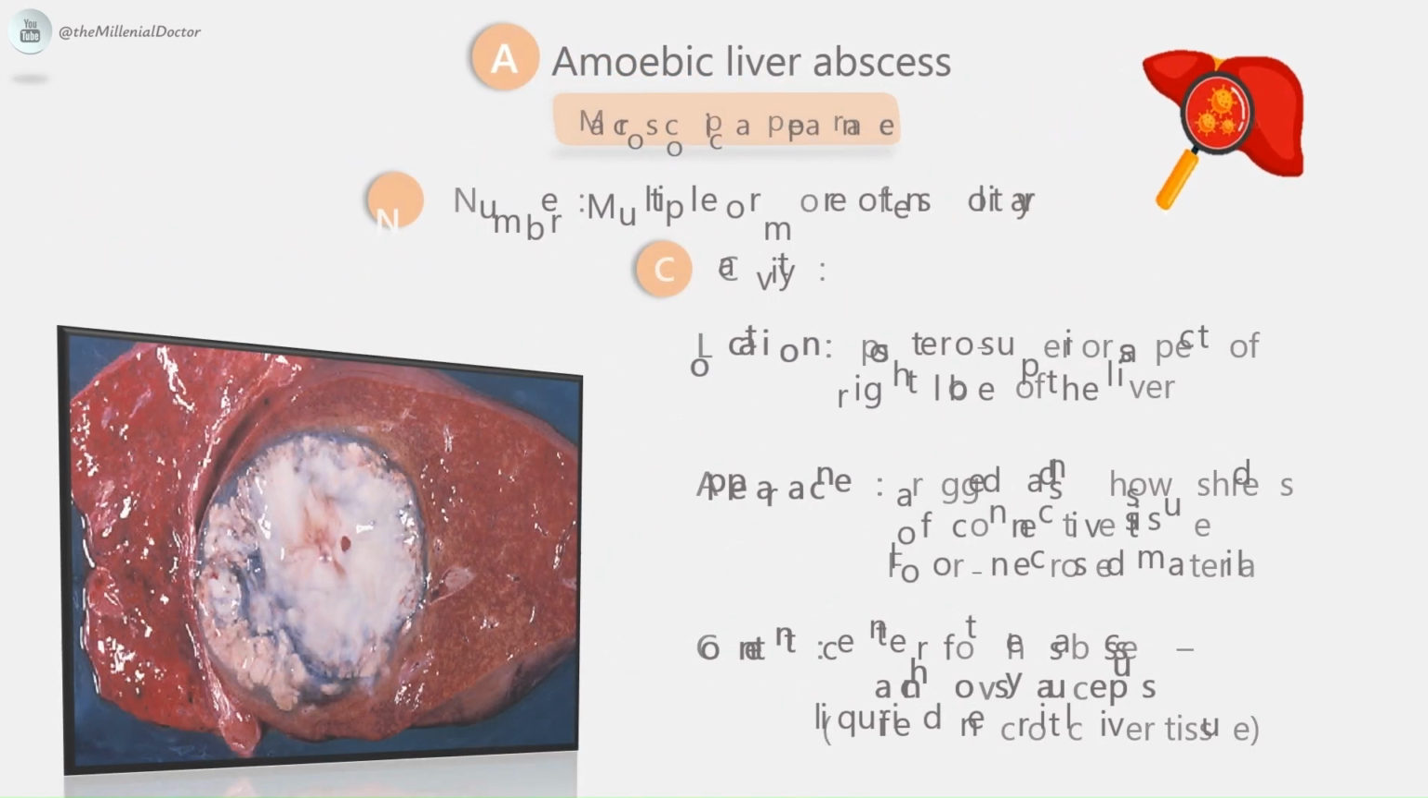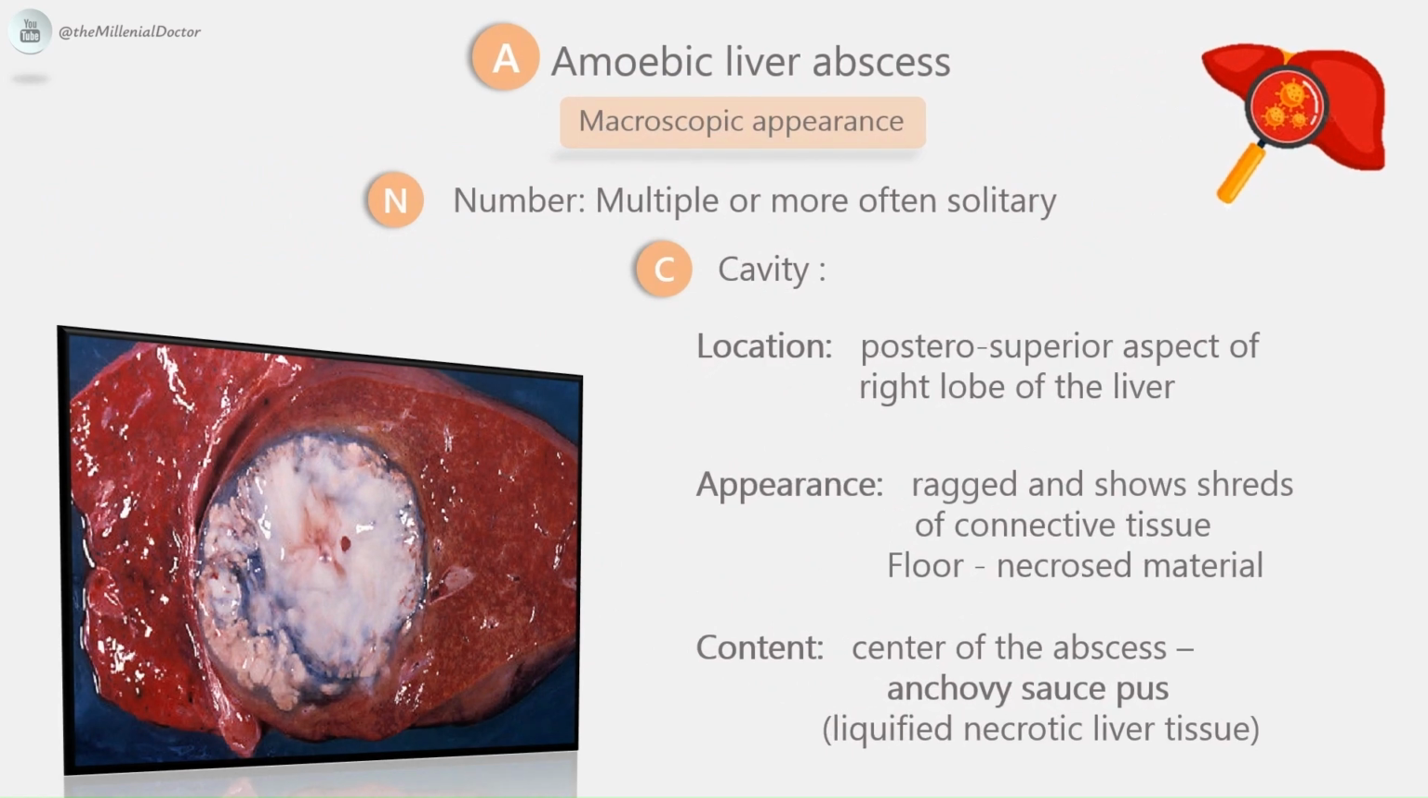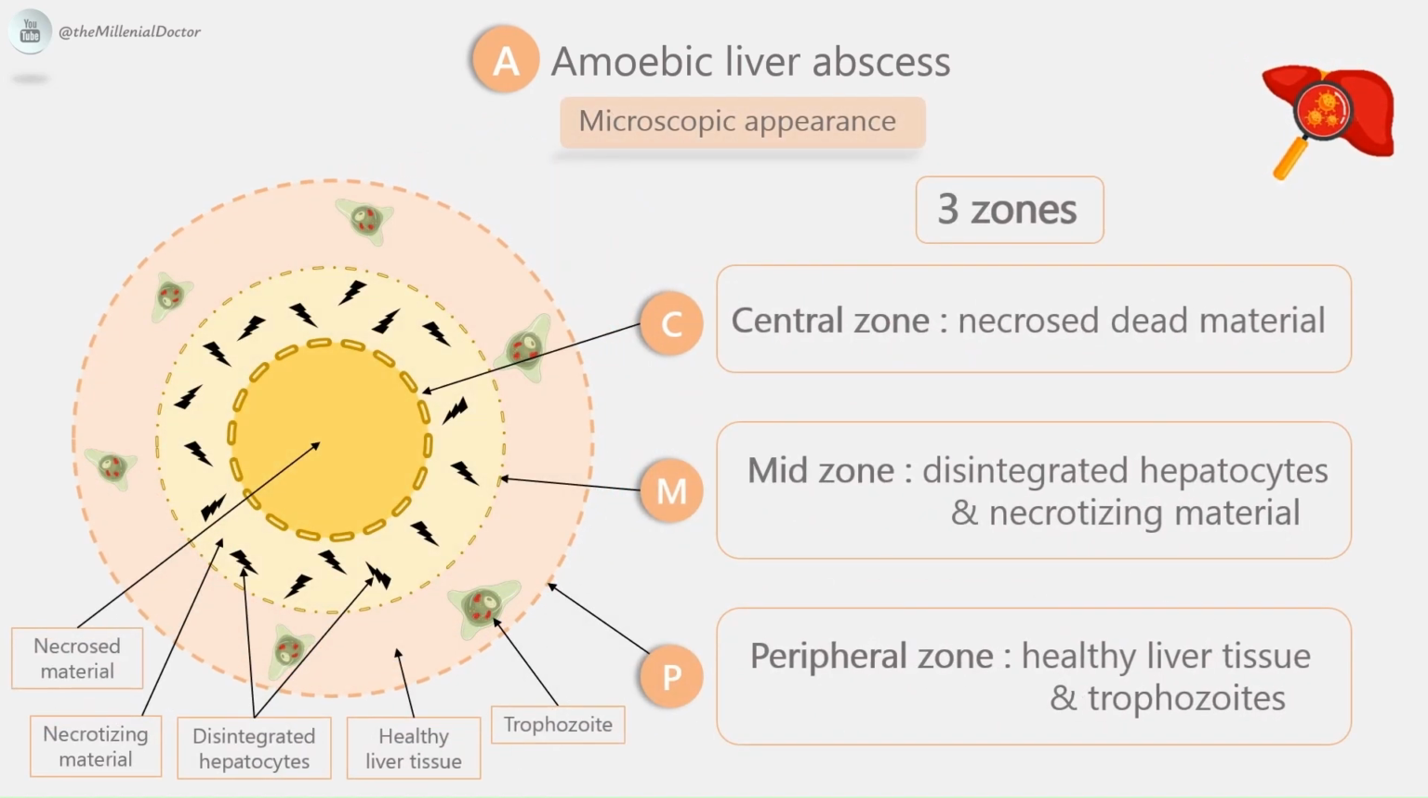Next, this is the macroscopic appearance of amoebic liver abscess. The number of abscesses formed are multiple or more often solitary. The cavity of the abscess is located in the posterior superior aspect of the right lobe of the liver. The appearance is ragged and shows shreds of connective tissue. The floor of the cavity shows necrosed material. The content of the abscess is in the center, containing anchovy sauce pus, which is liquefied necrotic liver tissue.